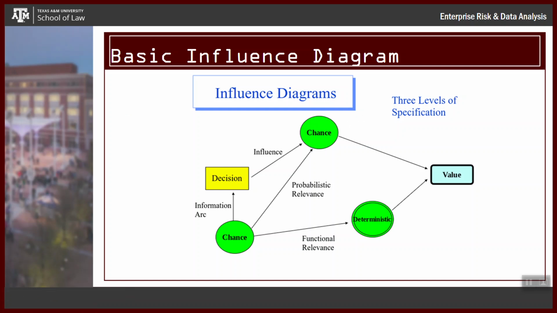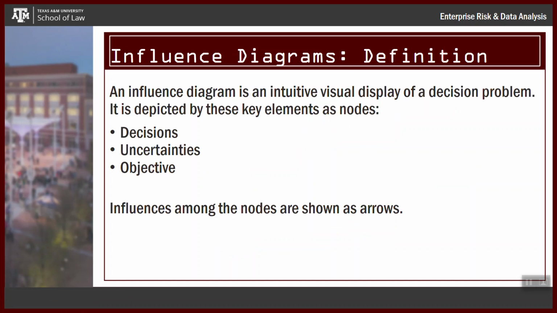And then we also see in our subsequent diagrams that we have diamonds. Let's look at these for the actual decision. So decisions, uncertainties, and objective. And the purpose of this diagram is to look at the influences among the nodes.